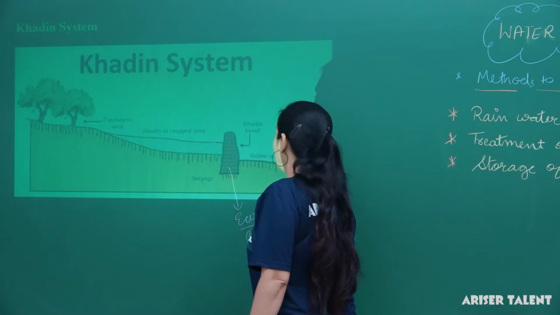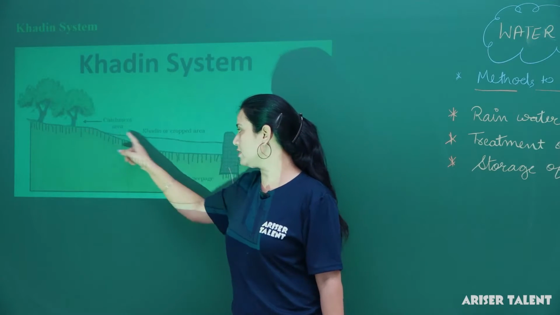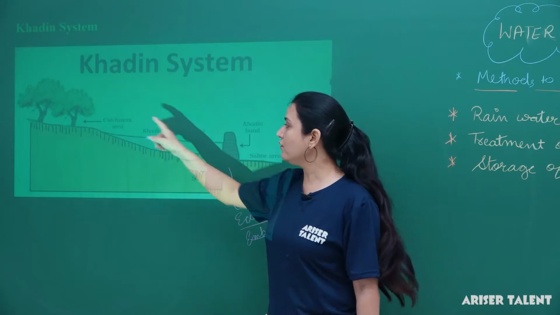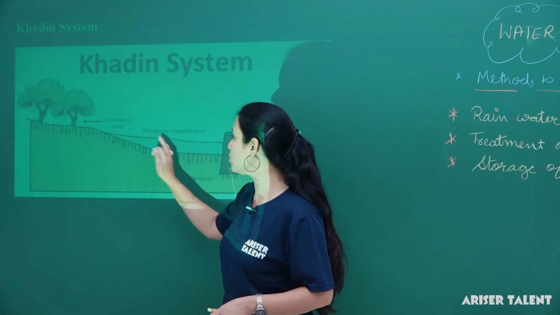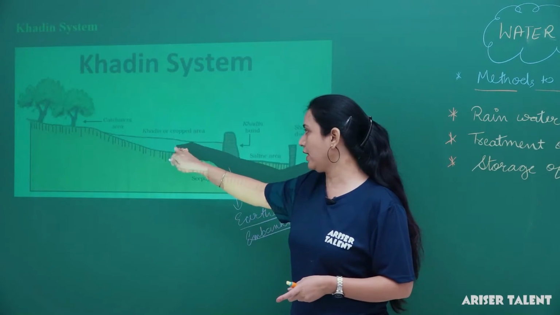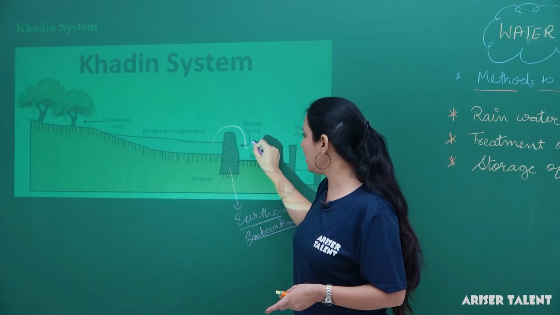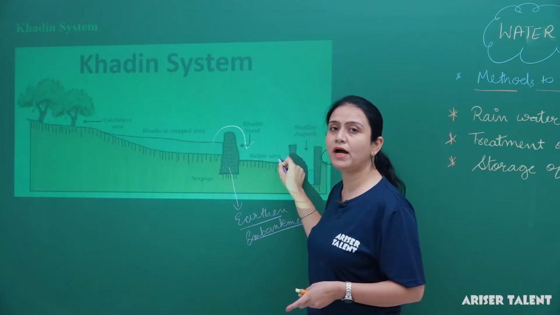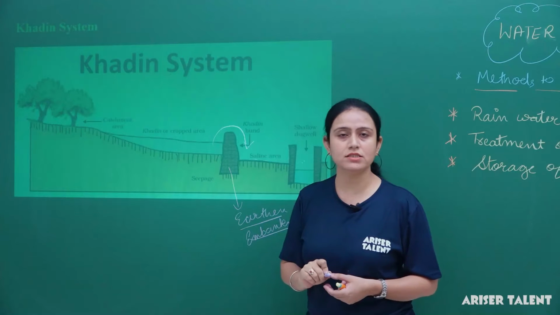Earthen embankment is made at the lower slope. Here we can see this is the lower slope of farmland. Whenever it rains, the water is collected here. When it overflows, the water goes to the lower part and is collected there. So this is the process of the khadin system.